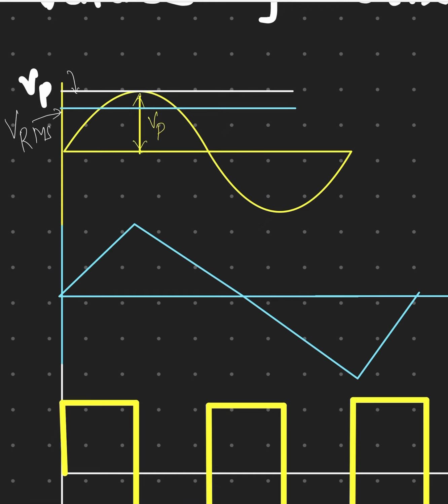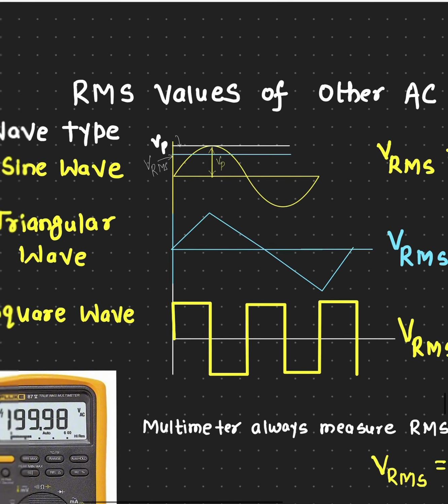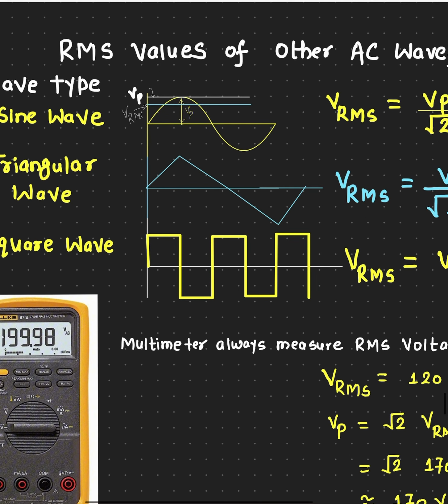Always remember the RMS voltage is always smaller than the peak voltage. In this case, this would be my peak voltage here. In this case, this should be my peak voltage.